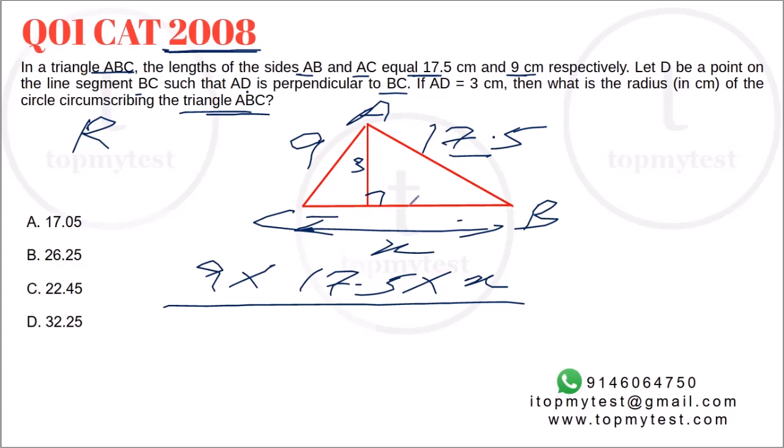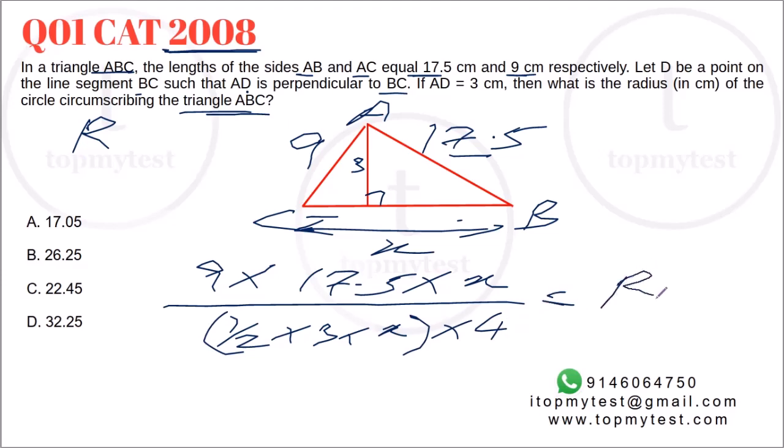The other value of the area that we know is half base into height. So half of 3 into x, right? That will be the area, into 4 will be equal to the circumradius. Now this solves it because this is independent of x. We don't need to know the value of x. Just resolve this, your job is done.